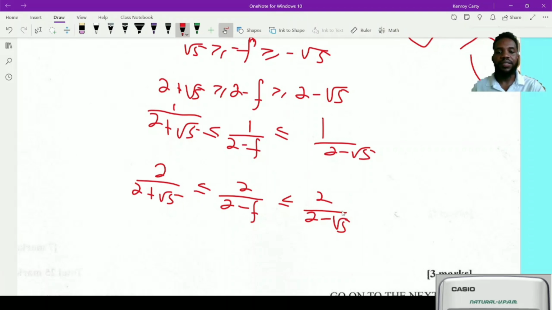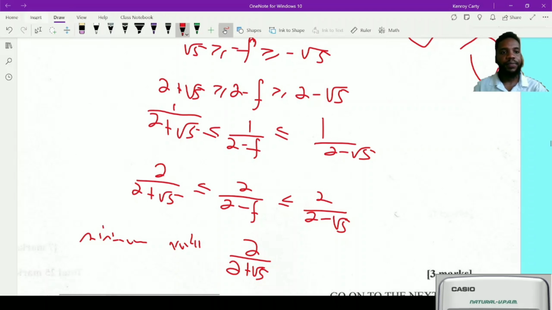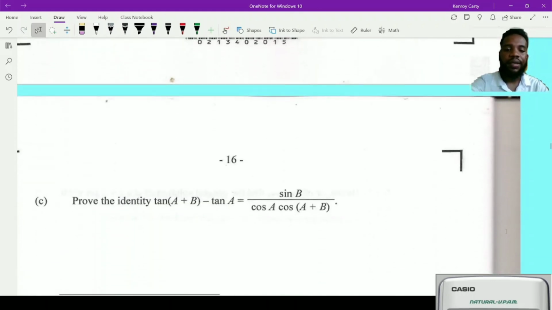Good. Now, the simple question is, what is the minimum value? Of course, the minimum value would be the value down here. So we can say that the minimum value would be 2 over 2 plus √5. That's my minimum value here. All right, we can build it up like that. That's one good way to work it. You can go wrong when you build it up like that.